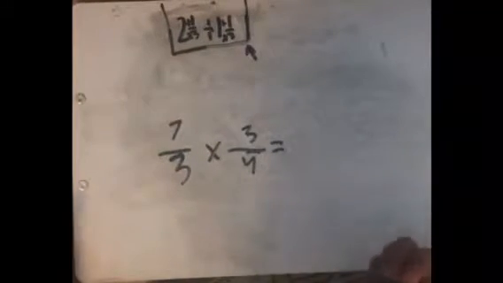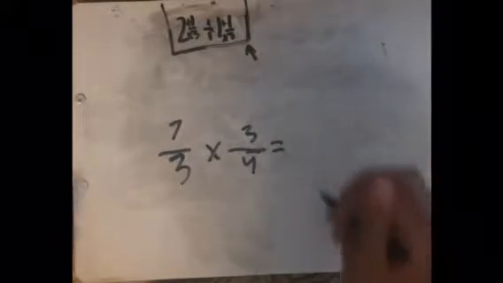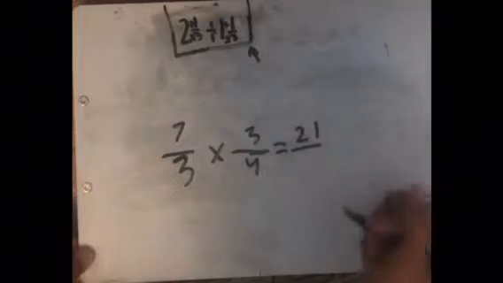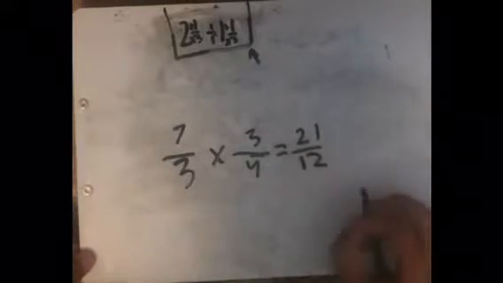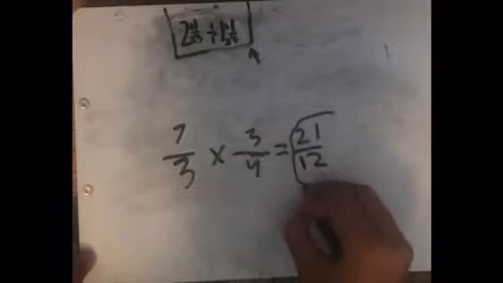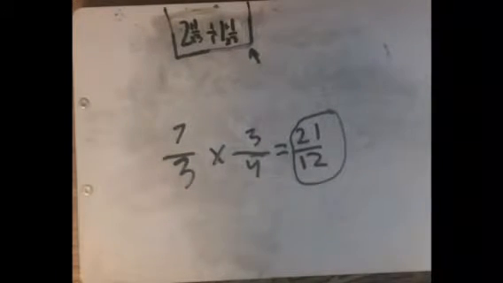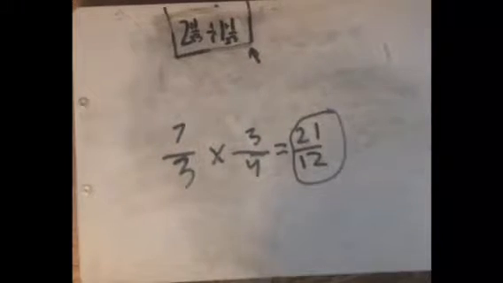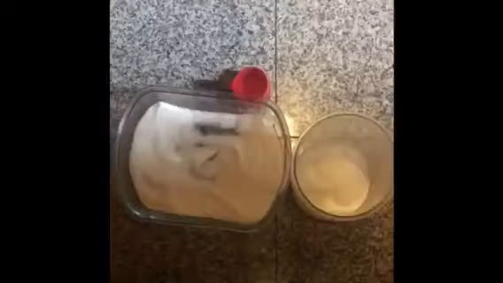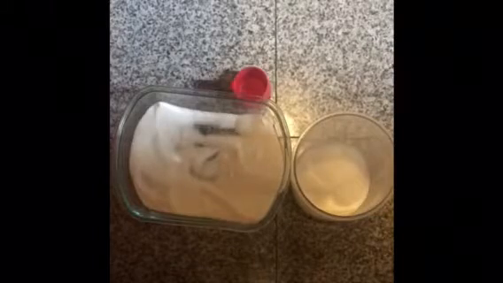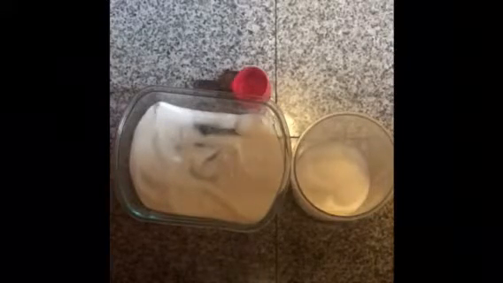So now all we have to do is 7 times 3, which is 21, and 3 times 4, which is 12. So 21 over 12 is how much sugar we have to take out. And 21/12 is equal to 1 1/3. Now, I figured out that I need to take 1 1/3 cup of sugar out. Now, let's see if we have exactly 2 1/3 cup of sugar left in the pan.